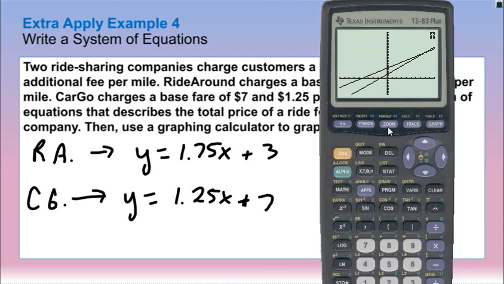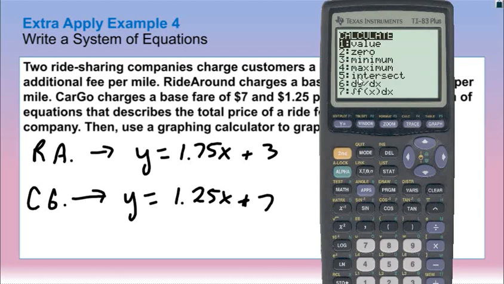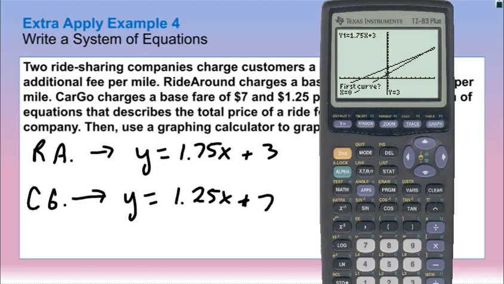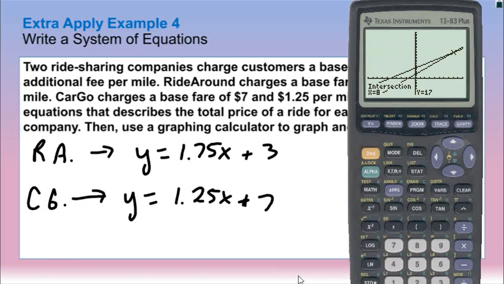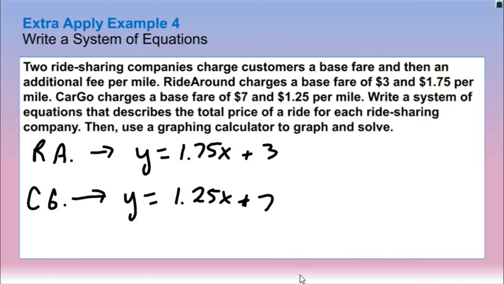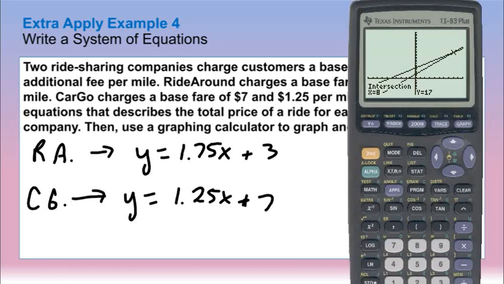So again, we hit second, trace, intersect number 5. First curve is one line, second curve is the other line. Yes, and it tells us 8 and 17. So if we go back to our question, it says, write a system of equations that describe the total price of ride-sharing. Use a graphing calculator to graph and solve. So we had 8 and 17.